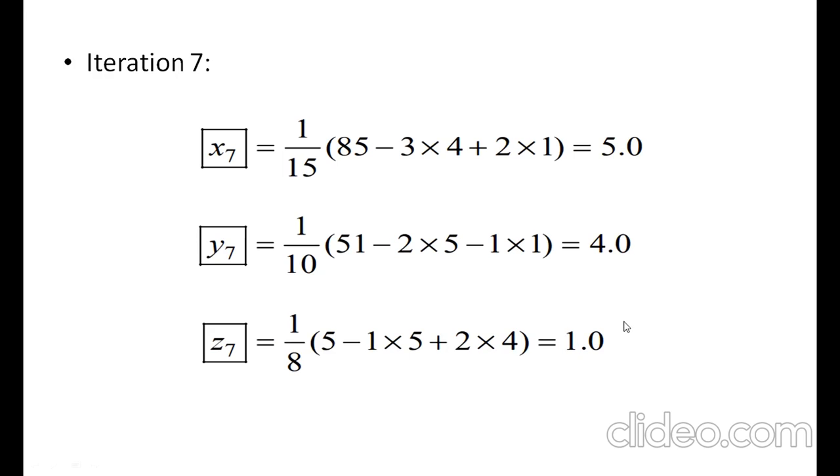That's why we can say the value of x is equal to 5, the value of y is equal to 4, and the value of z is equal to 1, because we are getting the same converging answers. So this is the Jacobi iteration method.